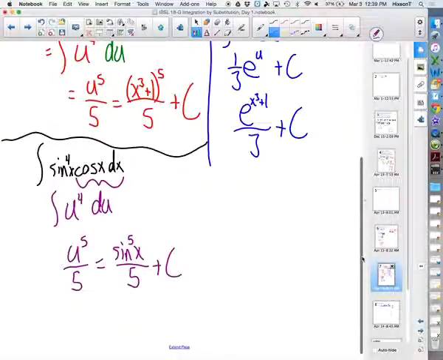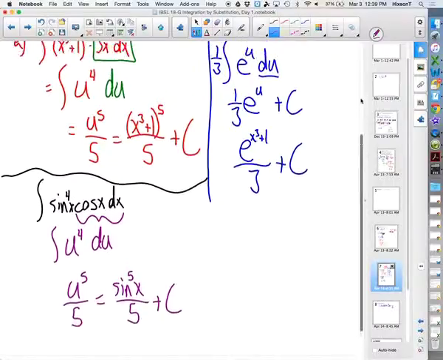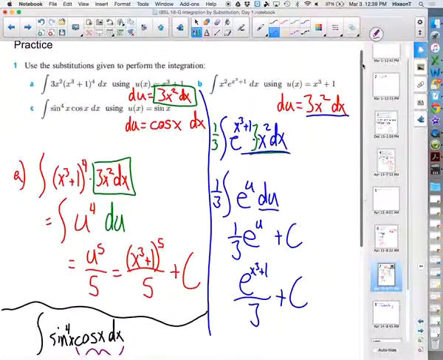So here you see the similarity between a and c. We had the same kind of outer function, something to the 4th power. And in a and b we had the same inner function, so we were looking for the same du.